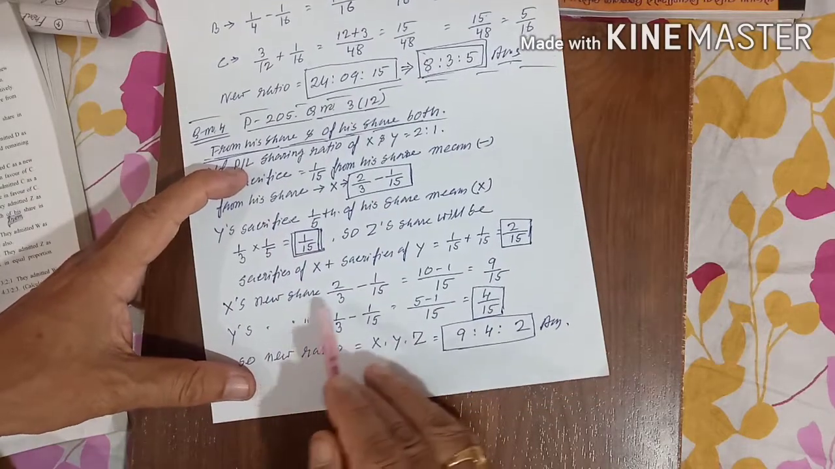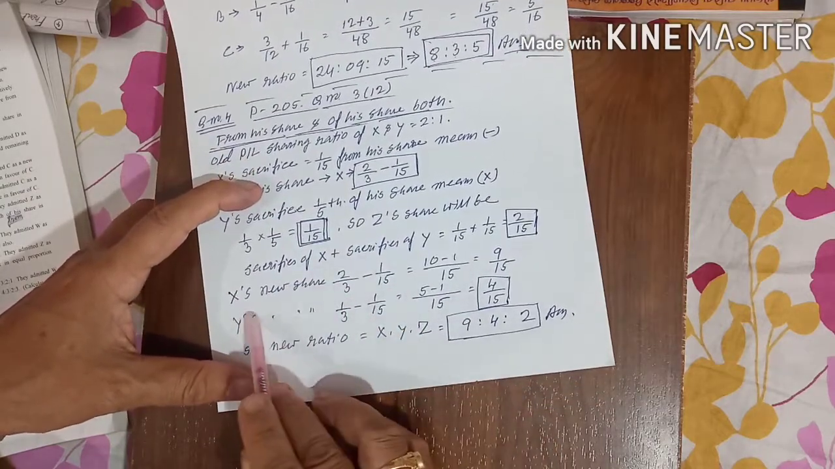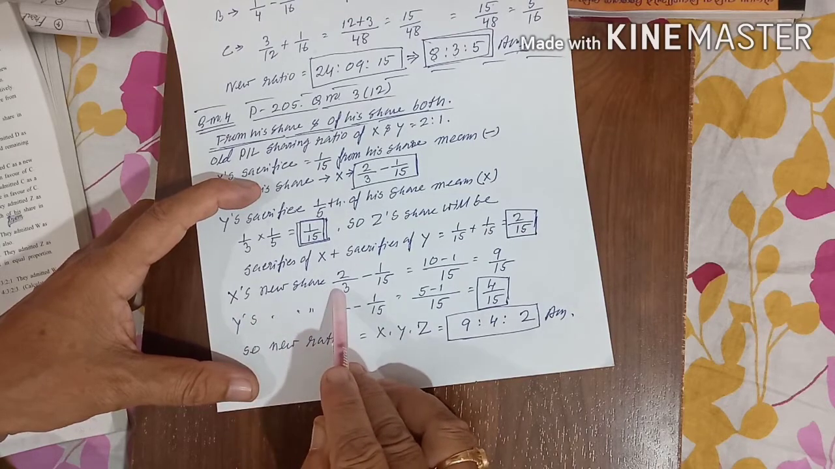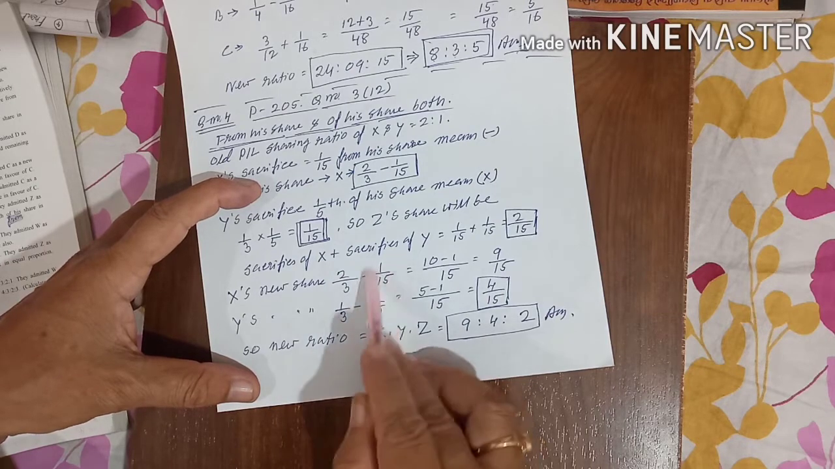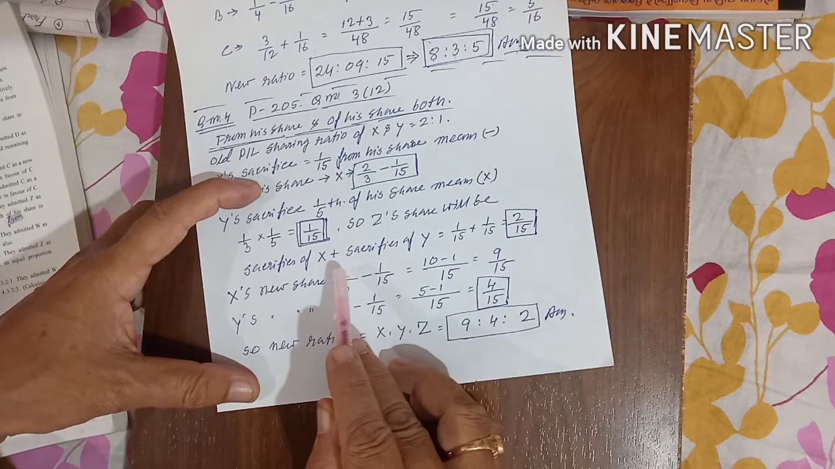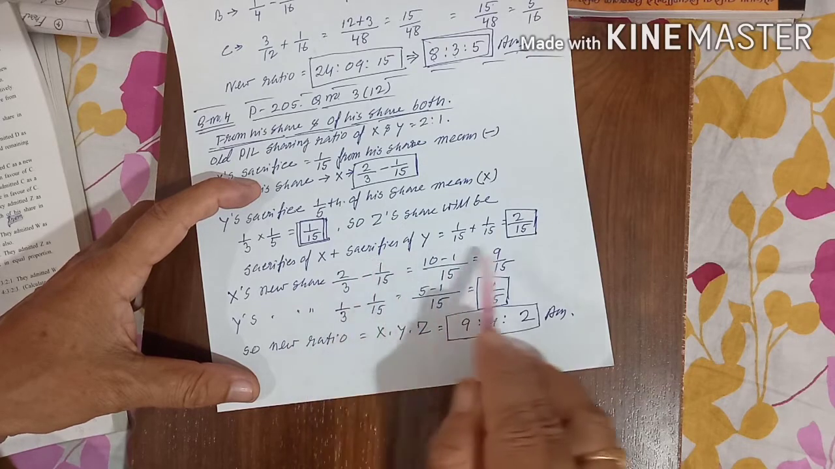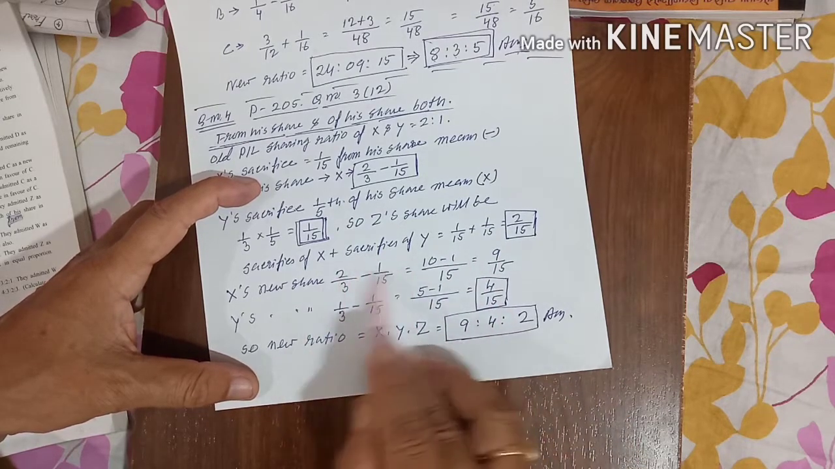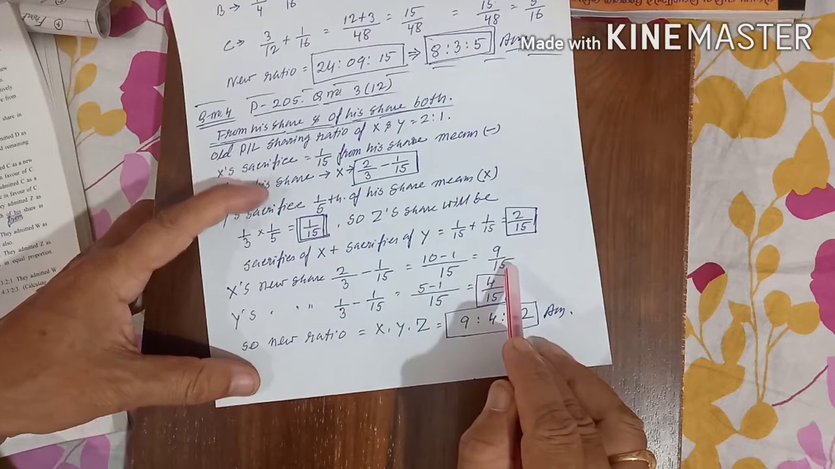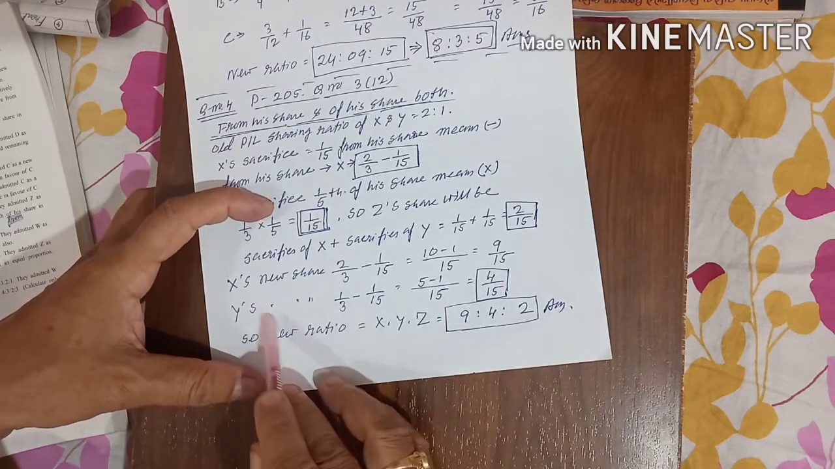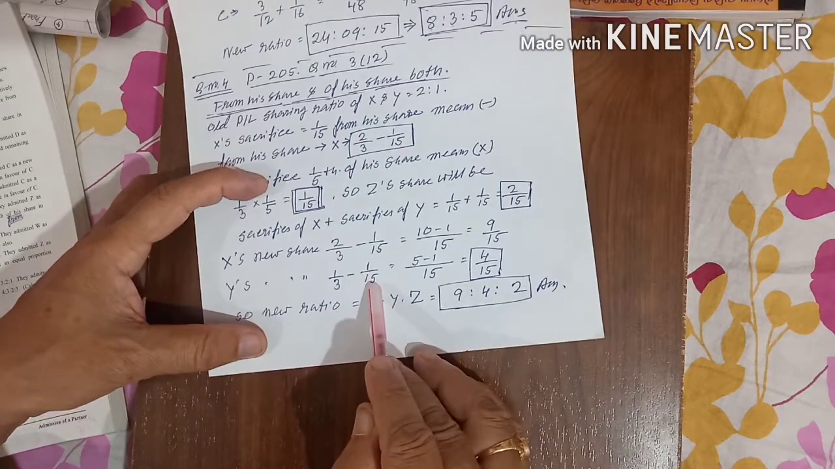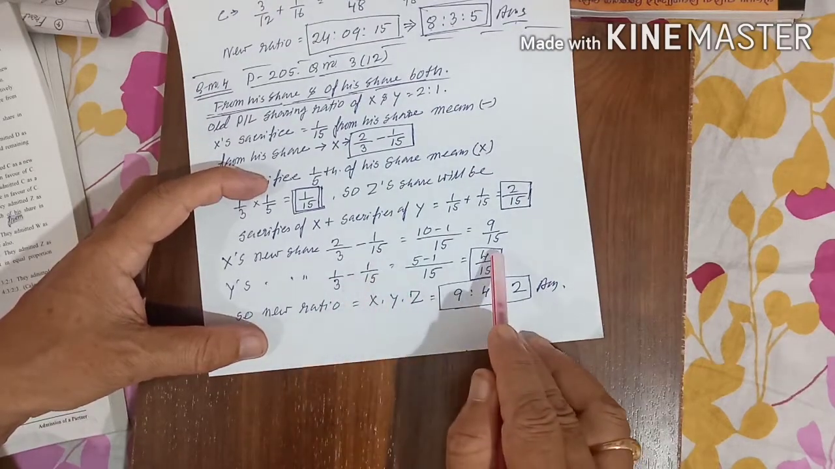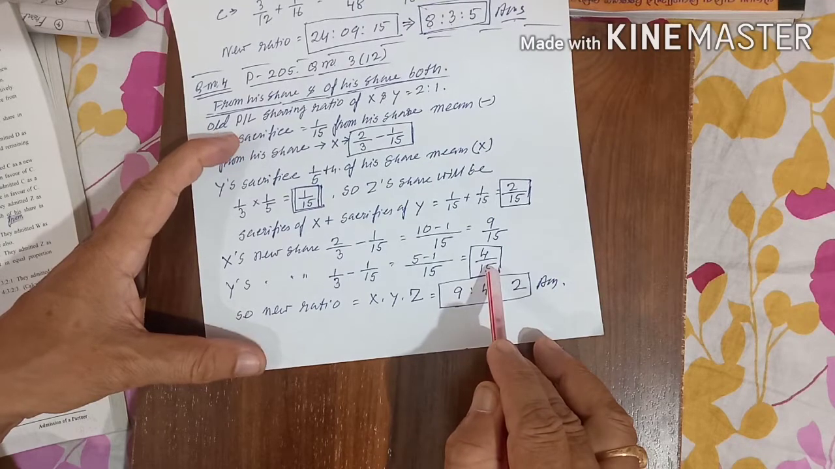Now all of you know how to find out the new ratio. X's share is 2 by 3 minus 1 by 15, because X is sacrificing 1 by 15. This is old minus sacrificing is equal to new. If you solve it, you will get 9 by 15. In the case of Y, same thing: 1 by 3 is the old, sacrificing is 1 by 15. If you solve it, you will get 4 by 15.